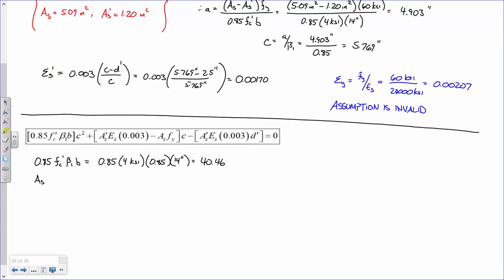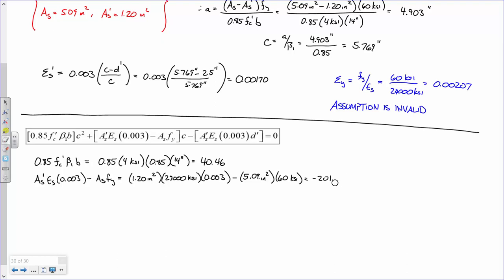So the next one, As prime Es 0.003 minus As fy. I'm not going to worry so much about units at the end because everything's going to be consistent. So As prime is 1.2 inches squared. This is 29,000 ksi. 0.003 minus 60 ksi. What does that come out to be? Oh, no, that's wrong. I'm thinking of the previous example. 5.09. Thank you. Negative 201.